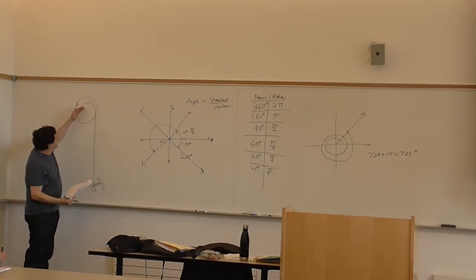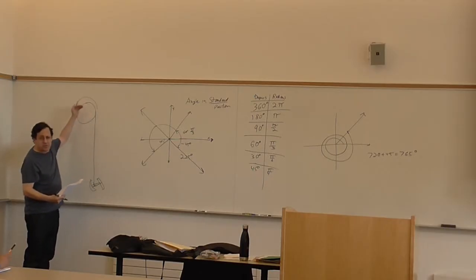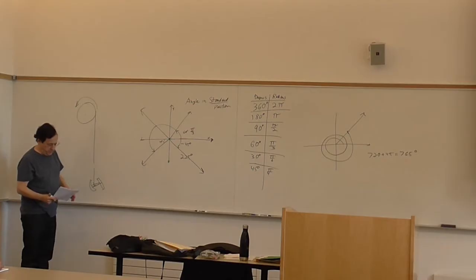This also has the feature that positive and negative angles mean something, right? Positive angle is pulling the anchor up. Negative angle, we rotate it through a negative angle, lowering the anchor.